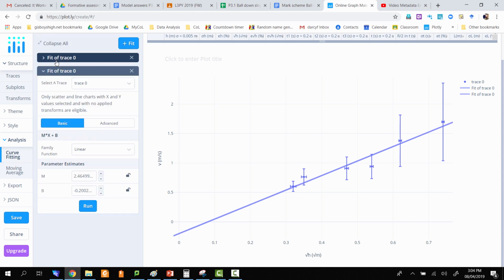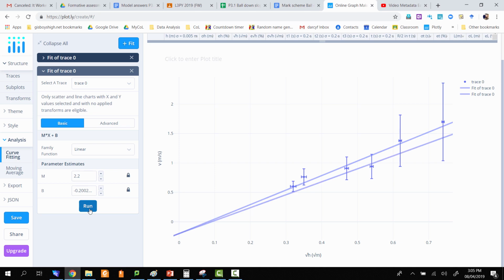Let's go back to our basic window. We're going to lock these values, and we're going to play around with these sliders and changing the numbers to see what it could do. Now, I'm going right through the middle here. I'm going to try and bring the gradient down and bring the y-intercept up and see if I can still stay inside all the error bars. So I need a smaller gradient. Let's say 2.2.